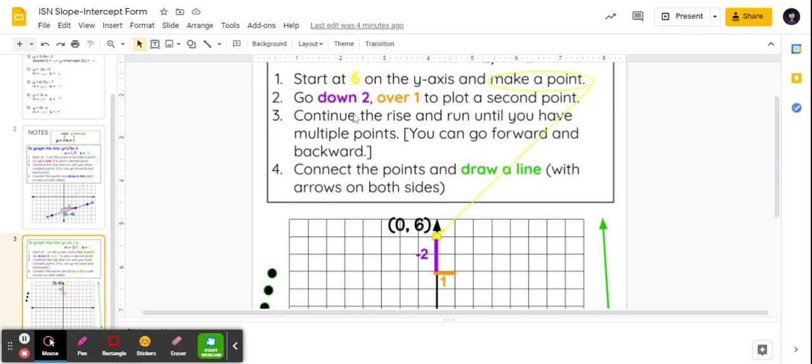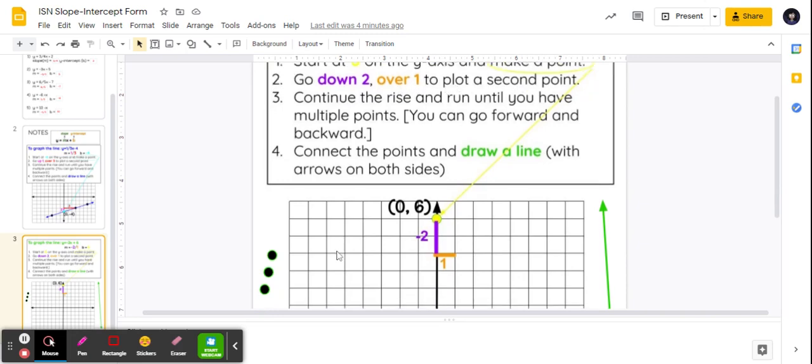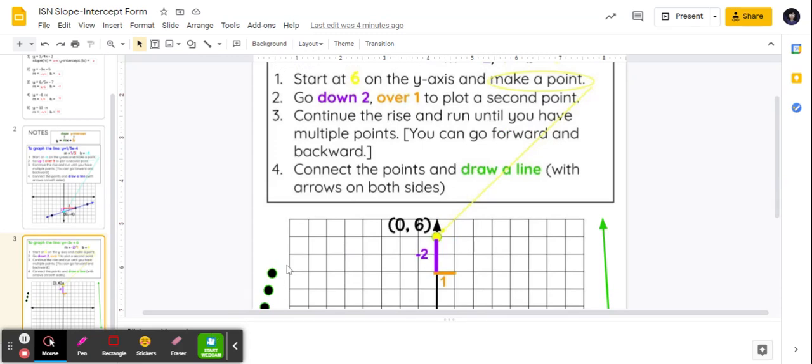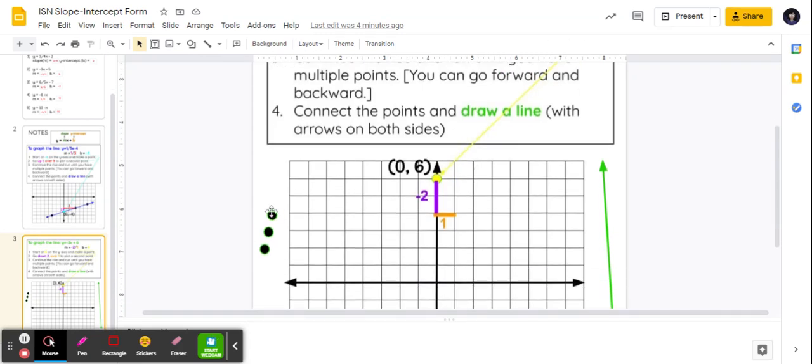From there, we're going to go down 2 blocks and over to the right 1 block to plot our second point. You'll notice I have some points over here that you can move. Now here's a quick trick. You can click on the point. Once it's selected, you can use the arrow keys on your keyboard to move it sideways, left, right, up, or down.